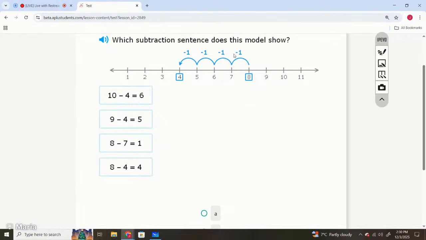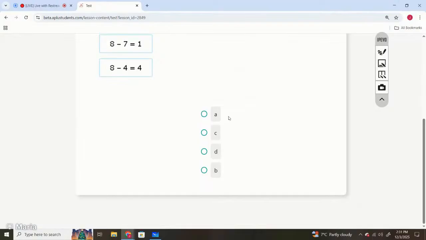So you start with 8, you go back 1, 2, 3, 4 times, right? So 8 take away 4 equals 4. Option number D is the correct option.